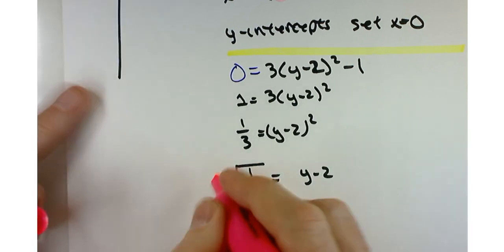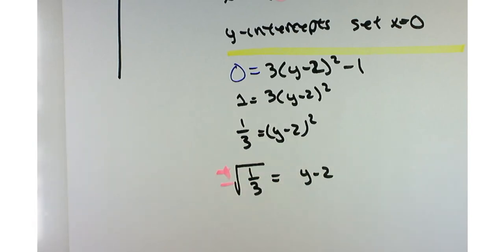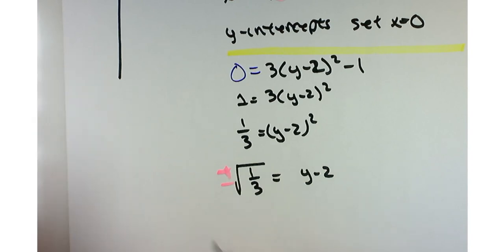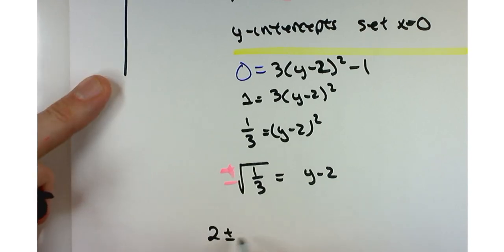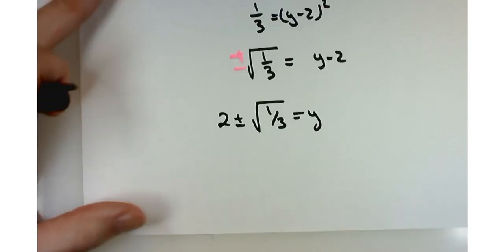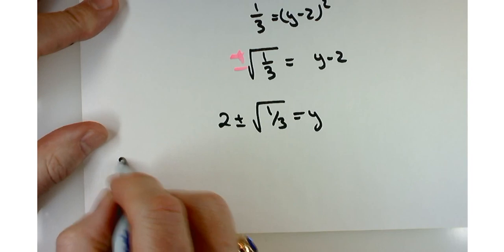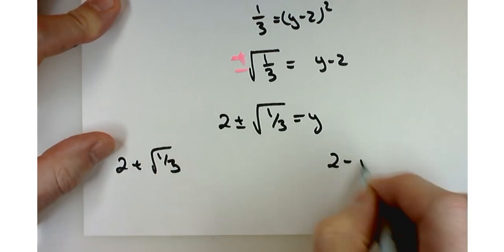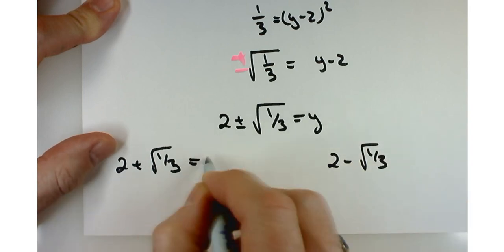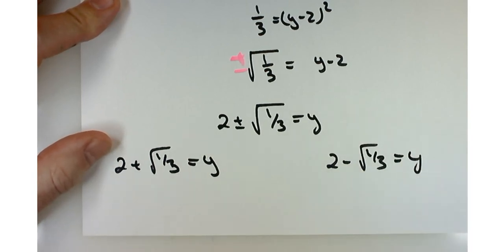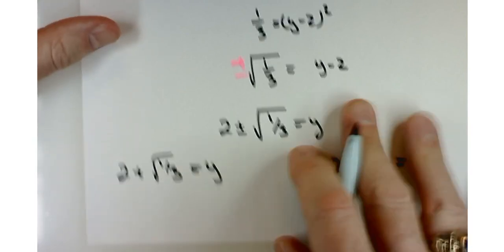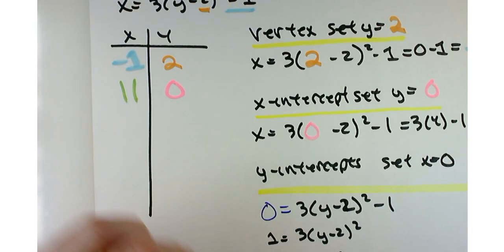Let's put in that plus or minus in big, bold pink. If I move the 2 to the other side, it changes sign, so it's going to be 2 plus or minus the square root of 1/3 equals y. Now there's two parts to this. There's 2 plus the square root of 1/3 and 2 minus the square root of 1/3. Both of those are valid values for y-intercepts because the graph's going to cross at 2 places. So we set x equal to 0.